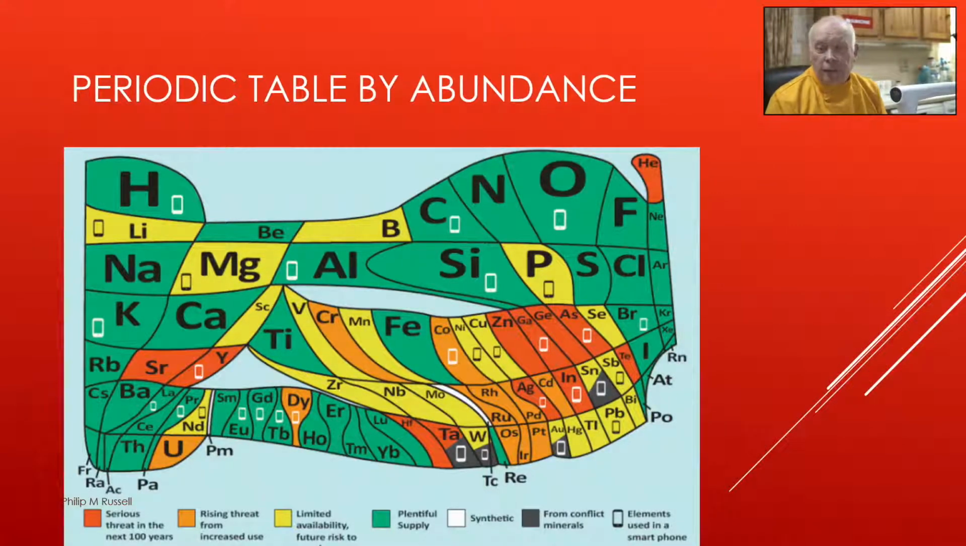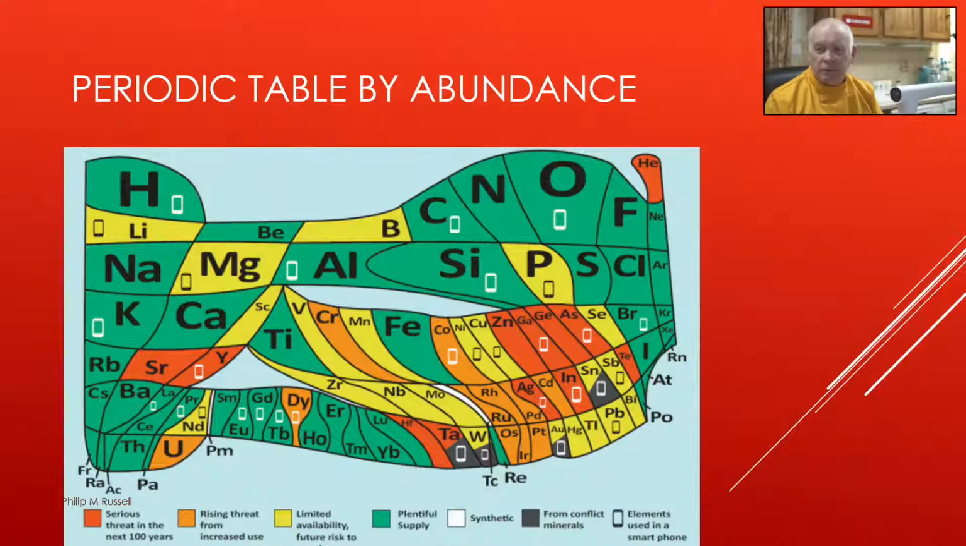Some of the ideas of how we can produce periodic tables are rather unique. This is one published by abundance, so we can see which elements are the most abundant. And later in the course, you find that we worry about some of these because we are fast running out of some of these elements. They're becoming much, much harder to find.